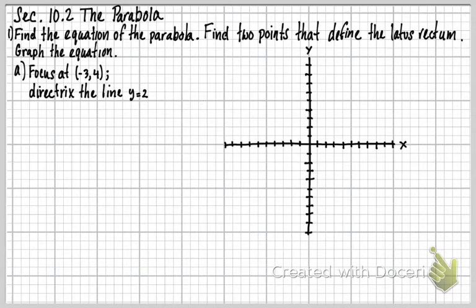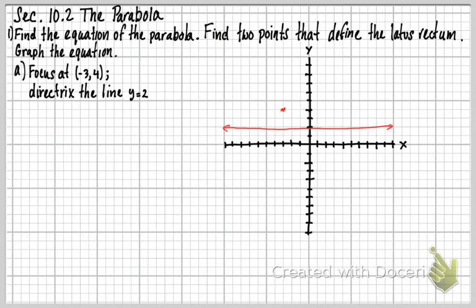So this says I go to the left 3 and up 4. So it's going to put me here. So it's going to be my first point. And then it says the directrix is y equals 2. So it's going to put me here.